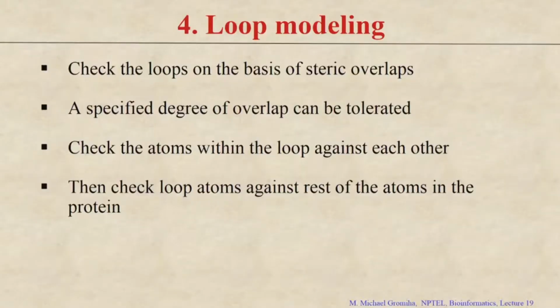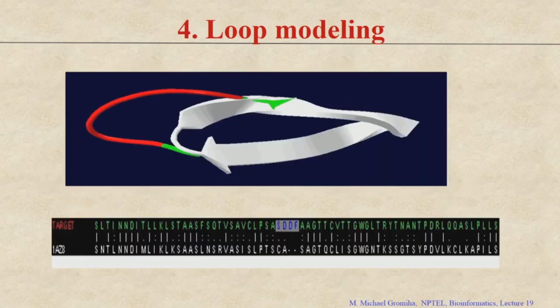So, in this case you can see a specific degree of overlap between these different loop regions. Then you have to check the atoms within the loops and see how these atoms fit in the protein. Okay, I will show an example. So, here this is the actual loop.